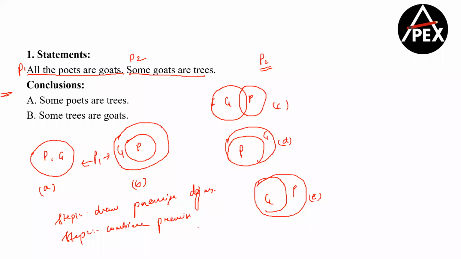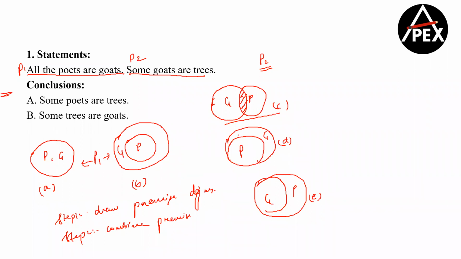All right, so to combine premise diagrams, what I should be doing, for C, D, E, it is true. Just type your complete question. Okay. So what we need to do is combine the C diagram. How did we get C and E Venn diagram? See, here some goats are trees, right? Now, this part is saying that some goats are trees.